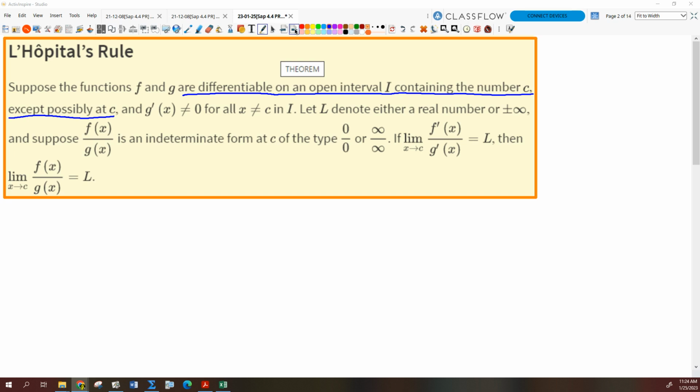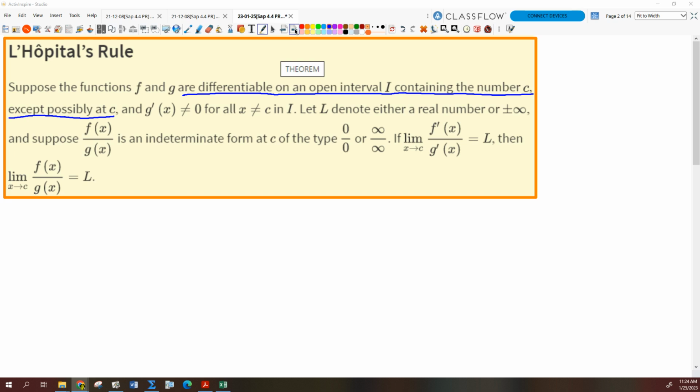Differentiable just means we can take the derivative, right? These are functions that we can differentiate. Now, it's possible that the derivatives don't exist at c. That's possible, okay? And we'll see some examples where that's true, but we have to be able to differentiate these functions on this open interval.